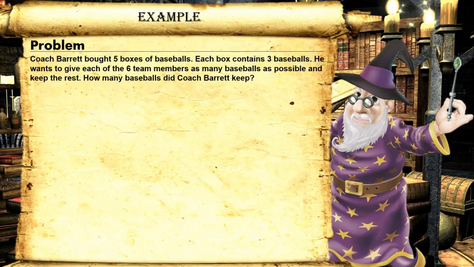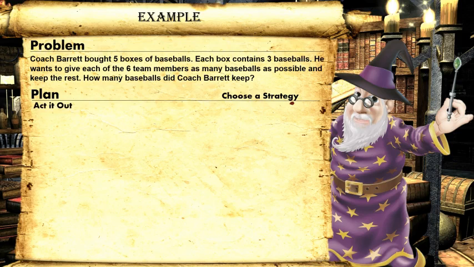Let's look at the next problem. Coach Barrett bought 5 boxes of baseballs. Each box contains 3 baseballs. He wants to give each of the 6 team members as many baseballs as possible and keep the rest. How many baseballs did Coach Barrett keep? Let's act this one out.